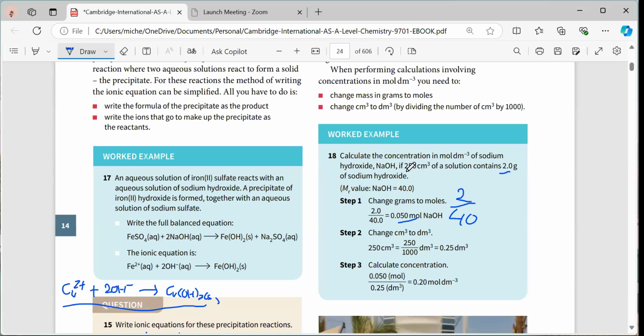Right here, this is the volume. It's still in centimeter cubed. We need to convert that to decimeter cubed. And how do we convert that? We divide the centimeter cubed by 1,000. So that's the formula, and this is the result. It's 0.25.